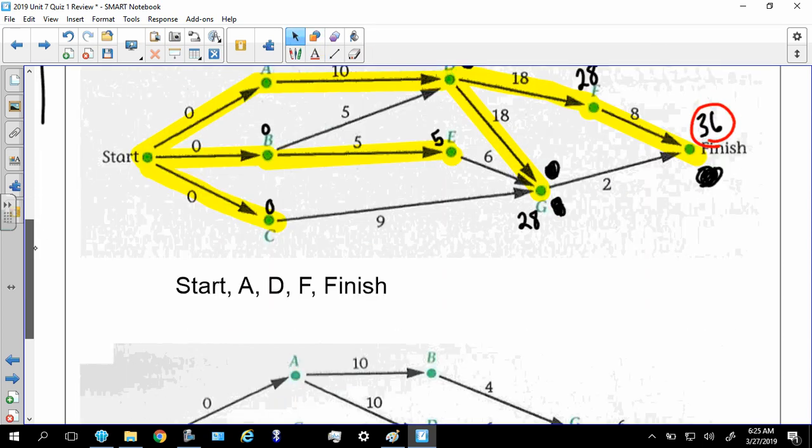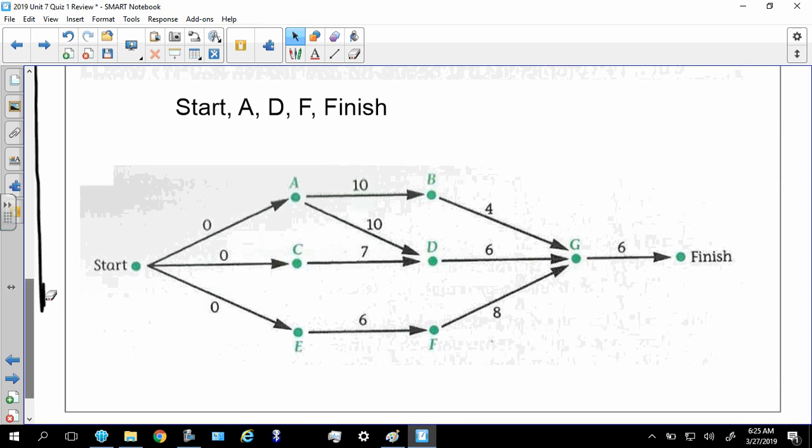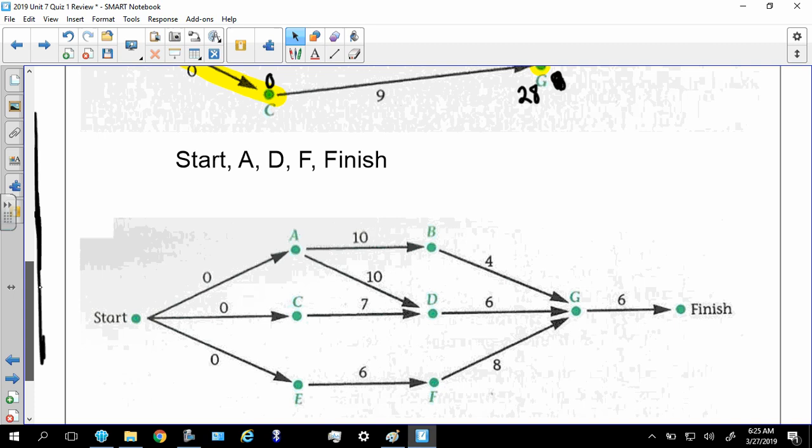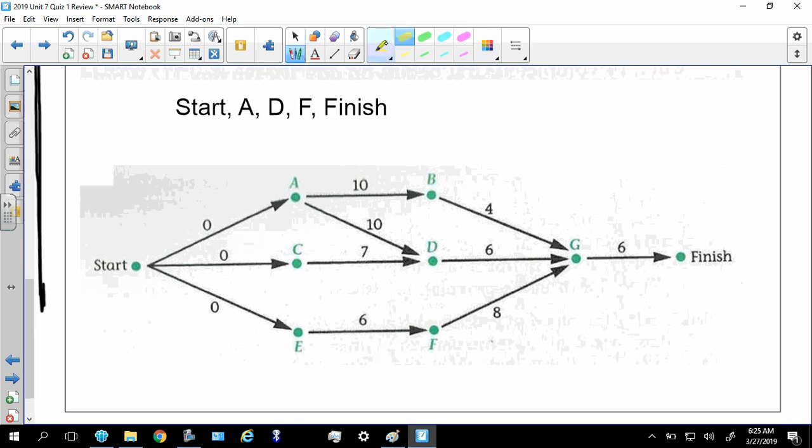All right, moving on. Same question basically. Okay, they look very similar. I almost thought I was seeing double here. All right, so let's go ahead and do our ESTs. So A 0, C 0, E 0. B becomes 10 because through A, well, let's see, C can get to D in 7 minutes. A can get to D in 10 minutes. I always use minutes. It's just easier to say. We're going to take 10.